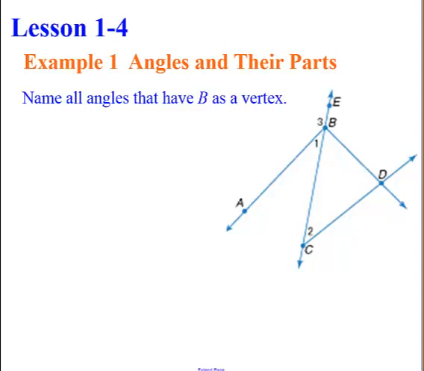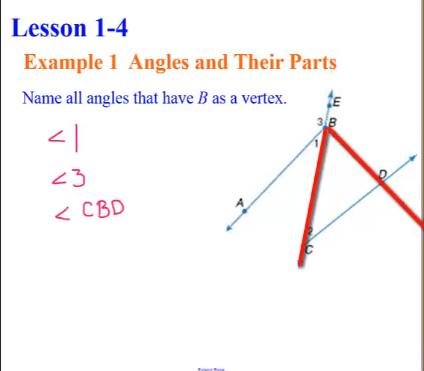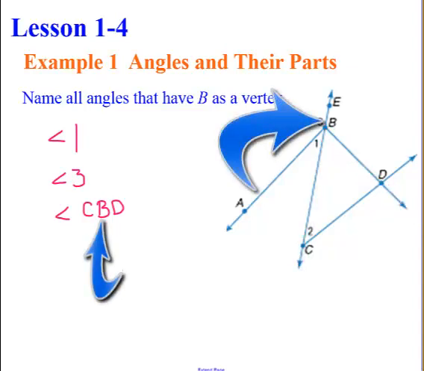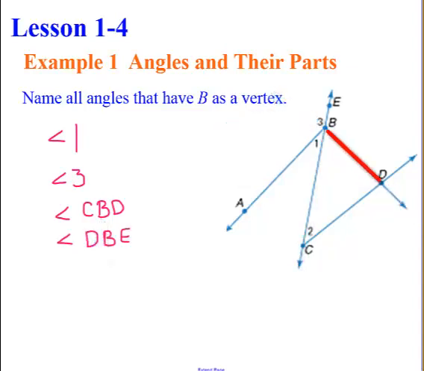Okay, so the first one could be angle 1 has B as its vertex. Another one could be angle 3 has B as its vertex. Angle CBD, B has to be in the center when naming that angle because B is the vertex. Angle DBE and angle ABD.